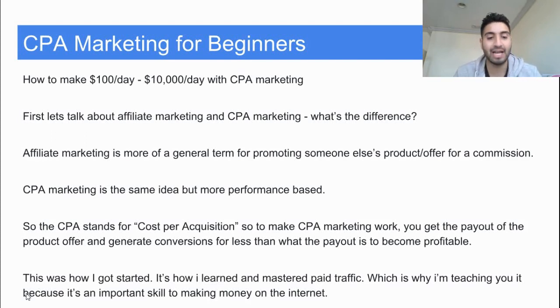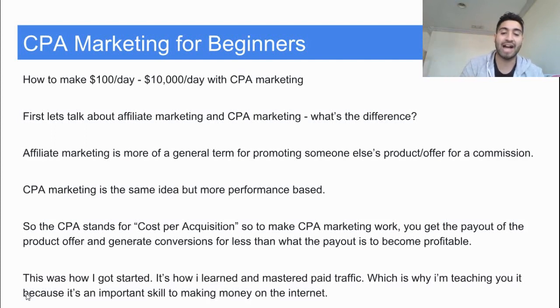So CPA stands for cost per acquisition. To make CPA marketing work, you take the payout of the product offer and generate conversions for less than what the payout is to become profitable. Let's say you're promoting a diet offer, and it's a $50 payout. In order to make CPA marketing work, you want to generate a conversion for $25. So if it's a $50 payout and it costs you $25 to make a conversion, you're profiting $25.